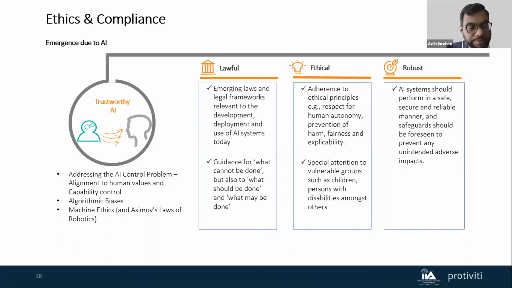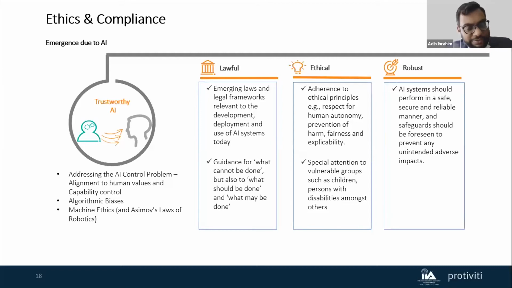And we may have heard of the three laws of robotics that Isaac Asimov postulated about 70 years back, and machine ethics. And these are increasingly being looked at now. It used to be fictional 50, 60 years back, and now it's become very, very real.